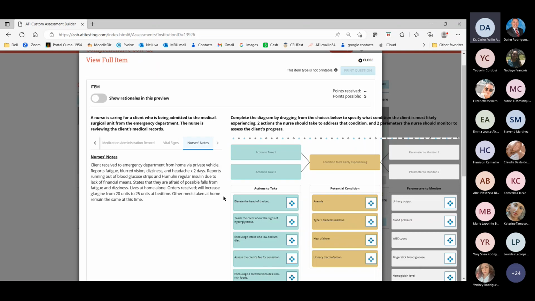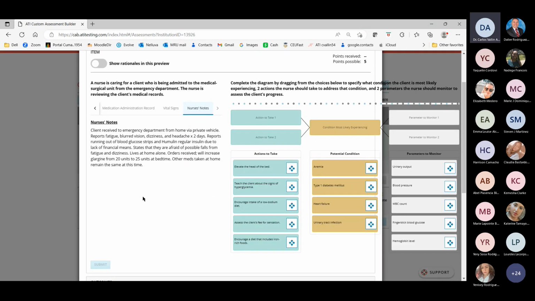Other meds taken at home remain at the same time. So this is the idea that we have until now. So let's choose, of these 4 diagnoses, which is the most adequate to this client that is arriving for our care. Anemia, she has no anemia. Type 1 diabetes, probably, because she's receiving insulin. So it's a diabetes. Possibly could be type 1 diabetes.